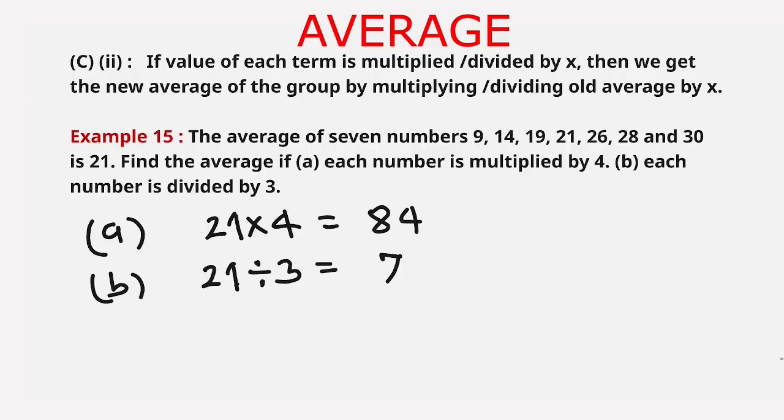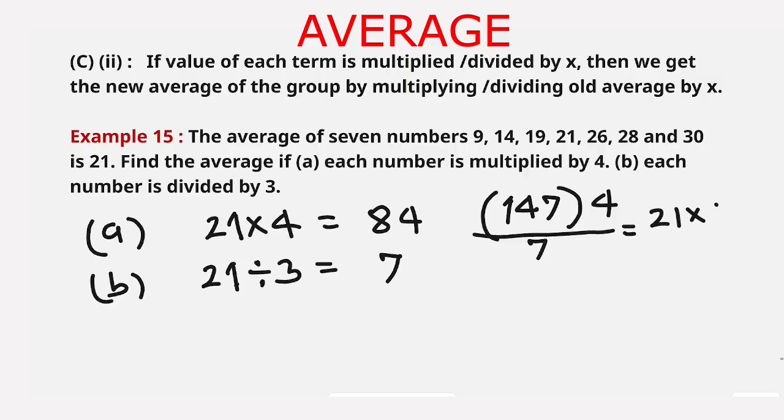In part A, the sum of the given numbers is 147. If we multiply each number by 4, it means that we are multiplying their sum by 4. And if we divide it by 7, then this is also equal to 21 multiplied by 4, and this is equal to 84.